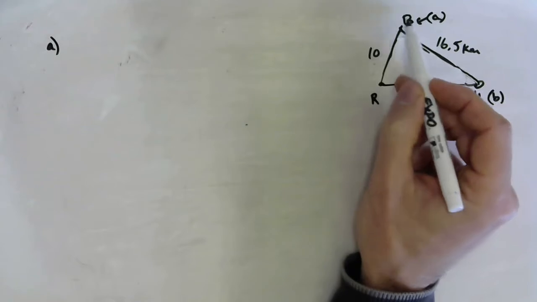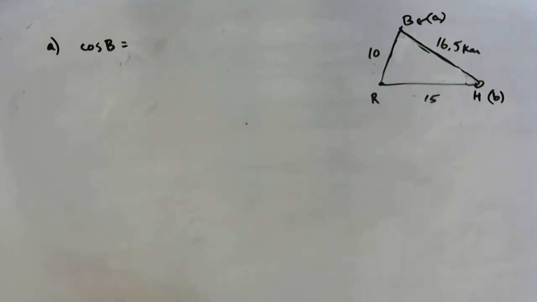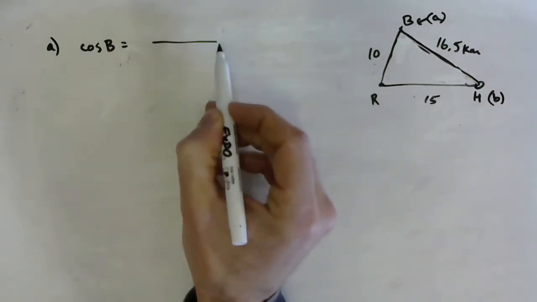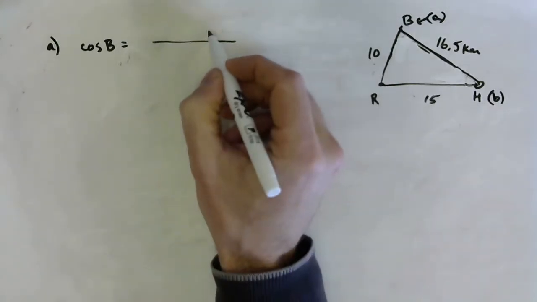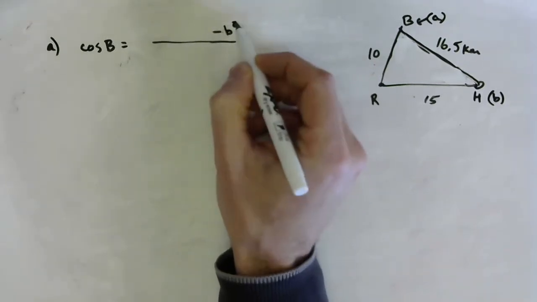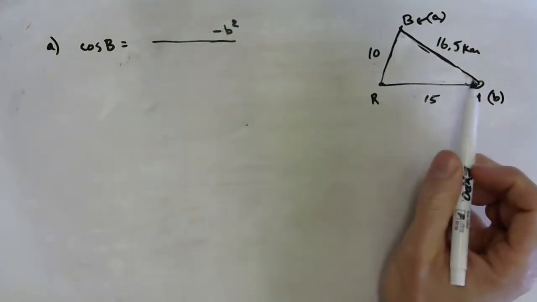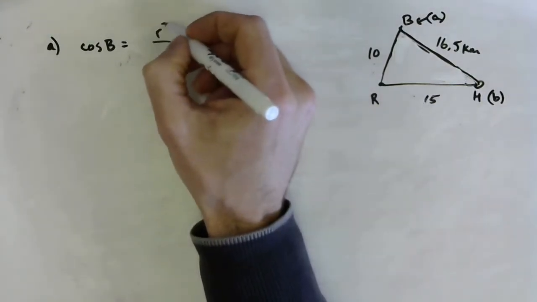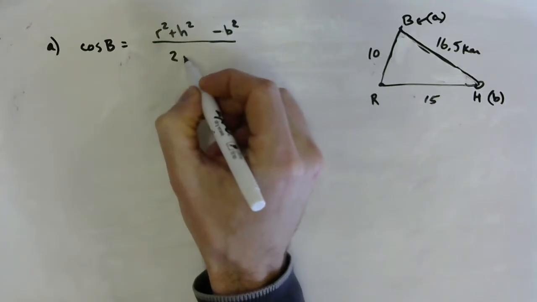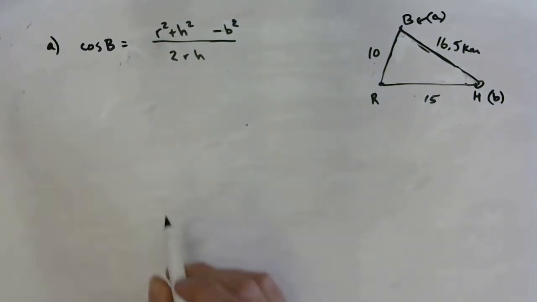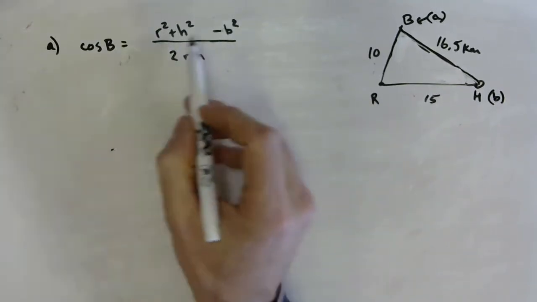So we're looking for angle B. On the left-hand side, I've got the cosine of angle B. Now I know that I've got a division line. And the other thing that I know for sure is that over here, the last thing in the numerator is going to be negative b squared. Now I can fill in the other parts. I know that the numerator is going to be my other two side lengths squared. So I've got r squared plus h squared. And in the denominator, I have 2rh. It's just 2 times the two side lengths that I know already, that aren't b.